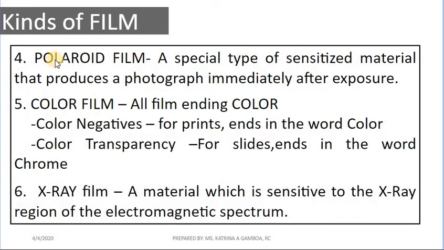Then we have the Polaroid film. What is Polaroid? This is your instant camera. So a Polaroid film is a special type of film of sensitized materials that produces a photograph immediately after exposure. Diba sa Instax, kapag kaklik nila, lalabas yung pinaka-film. Tapos basta na-expose na siya kahit anong light. Anong gagawin nila? Diba, parang papahanginan nila, tapos pinapagpag nila sa air. Tapos habang pinapagpag nila sa air, na-expose siya sa light nun, doon siya nagkakaroon ng image. Okay, that is the Polaroid film.